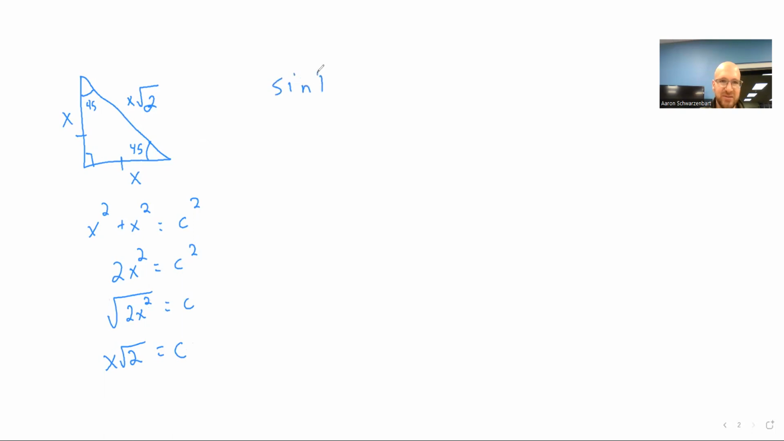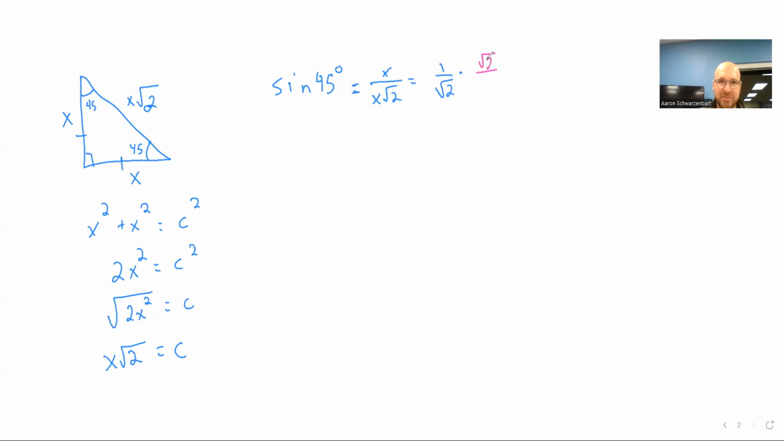So when I do the sine of 45 degrees, we get opposite over hypotenuse. We'll take this 45 on the lower one, opposite across from this x, and x square root 2. The x's cancel out, and I get 1 over square root of 2. Well, I don't like 1 over square root of 2. I'm not allowed to leave radicals in the denominator. So I shall rationalize.